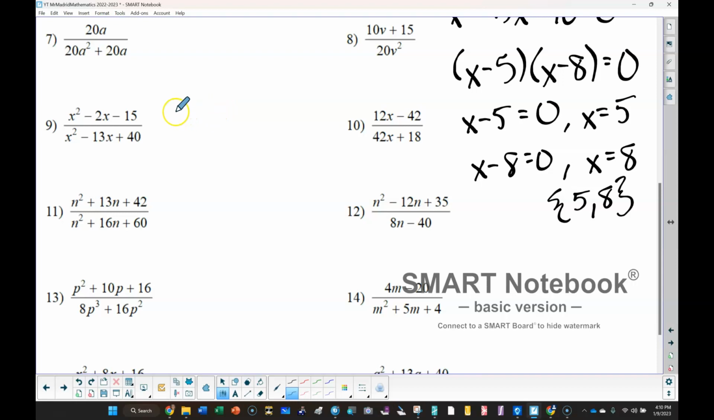Again, more often than not, just think factor. So I'm going to go like this and like that. Again, two numbers that multiply to give me -15, and then they add to -2. So I'm going to put this like this. So 3 times -5 is -15. 3 plus -5 is -2. That was for the top. Now I'm going to do the bottom.